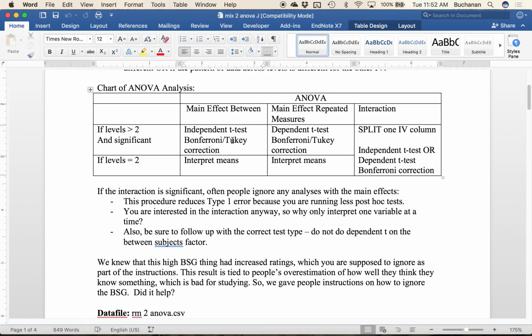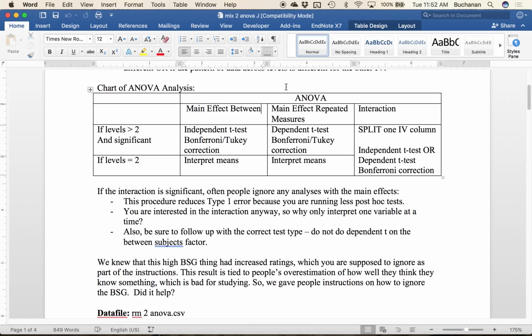If I have a main effect of between subjects variables, I would run an independent T-test, which is the post hoc test, and then I would follow that up with either a Bonferroni or Tukey correction. In JASP, this is easy to do because the main effects are just some buttons that you can click. So you can do Bonferroni, Tukey, I think there's also Scheffe, and 1 or 2 other ones.